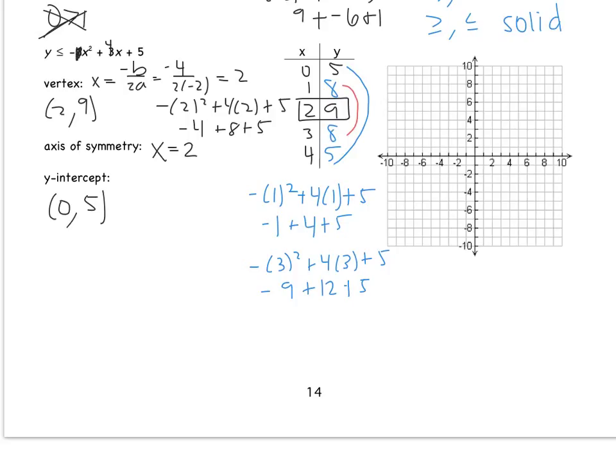Now I'm ready to graph. I'm going to start by putting in my axis of symmetry at x equals 2. My vertex is 2, 9, and then I have 1, 8, and I have 3, 8. I have 0, 5, and then 4, 5. Okay, this time we have less than or equal to, so this is going to be solid instead of dashed.